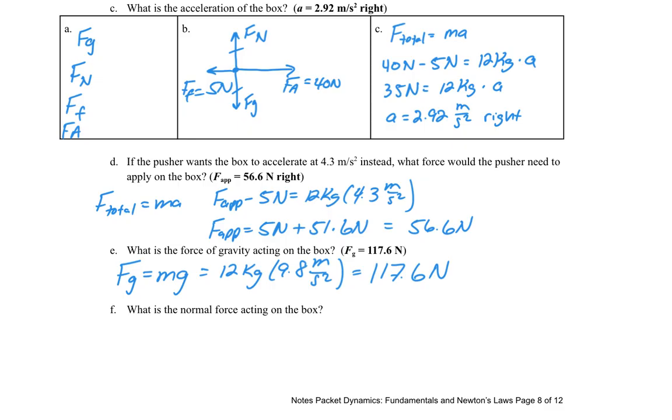Now we said earlier when we drew our free body diagram that the normal force is equal to the force of gravity, so I don't even need to do any calculation. I can just write down that the normal force is equal to 117.6 newtons. And that's how I'm going to use that equation for the force of gravity.